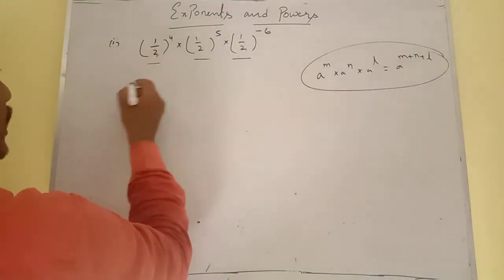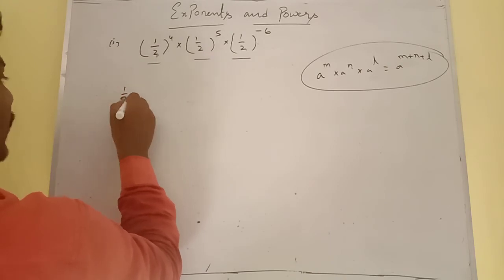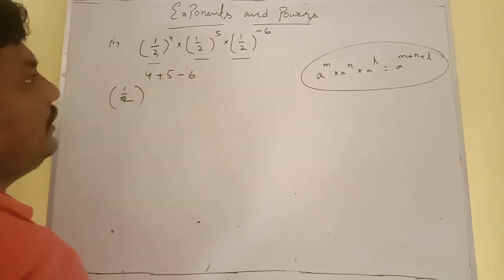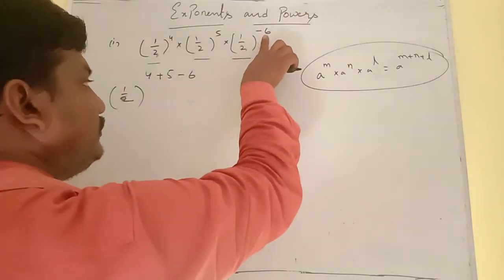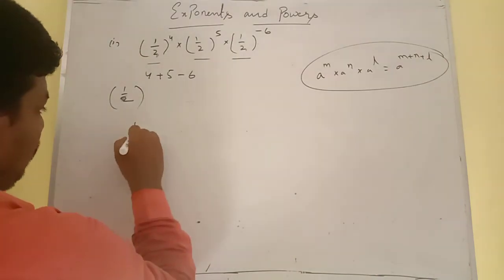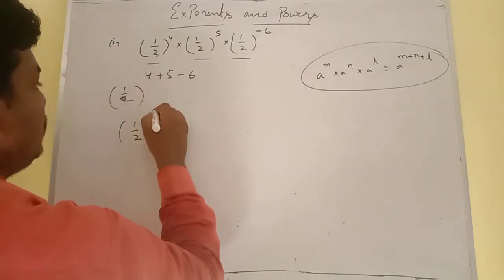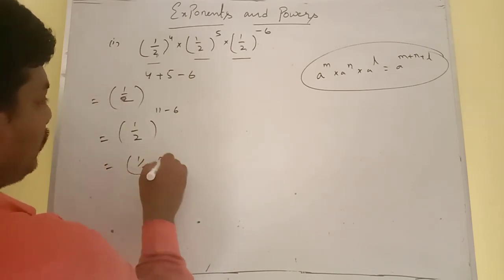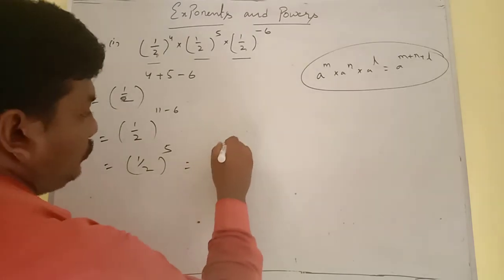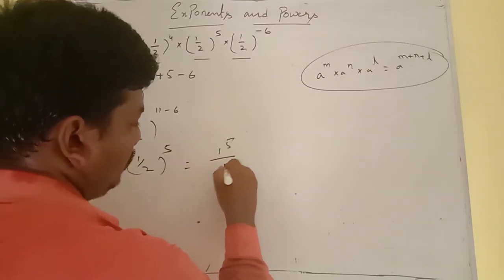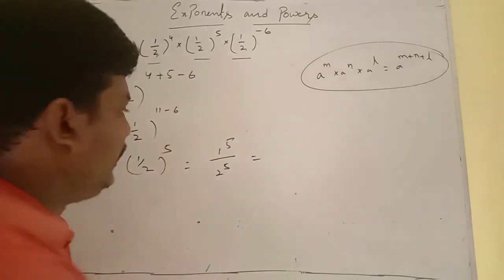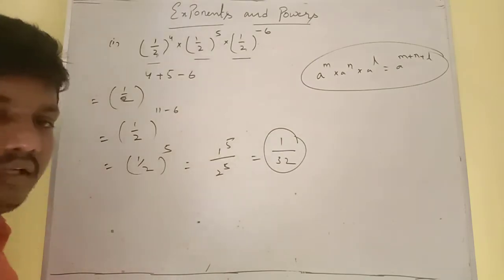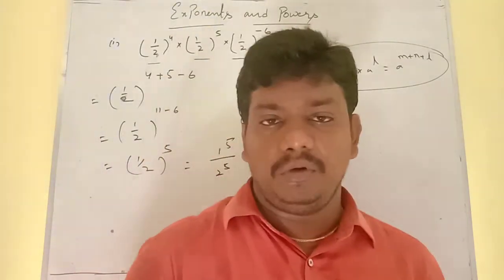So if you add, here also we can take 1 by 2 as the base. Then the powers will be added: 4 plus 5 minus 6. Actually it is plus 6, but here minus 6 will be there. That is 1 by 2 whole to the power of 4 plus 5, 9, minus 6. That is 1 by 2 whole to the power of 3. So this can be written as 1 power 3 by 2 power 3. Under the a by b whole to the power of m rule, 1 power 3 means 1, 2 power 3 means 8. The answer is 1 by 8. Like that we can do this problem in a very simple way.